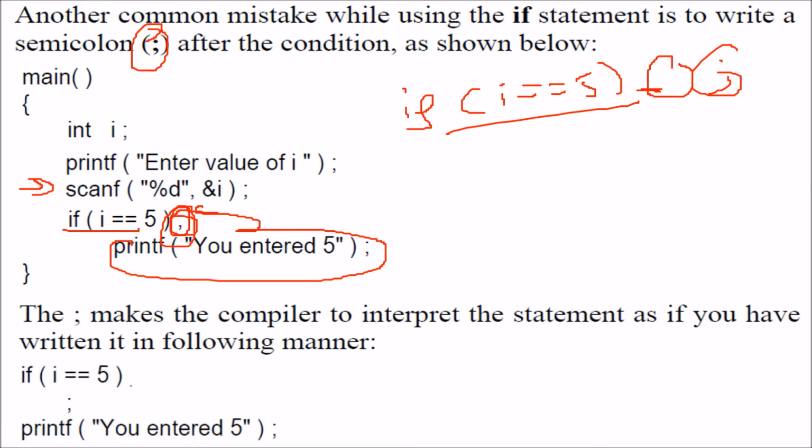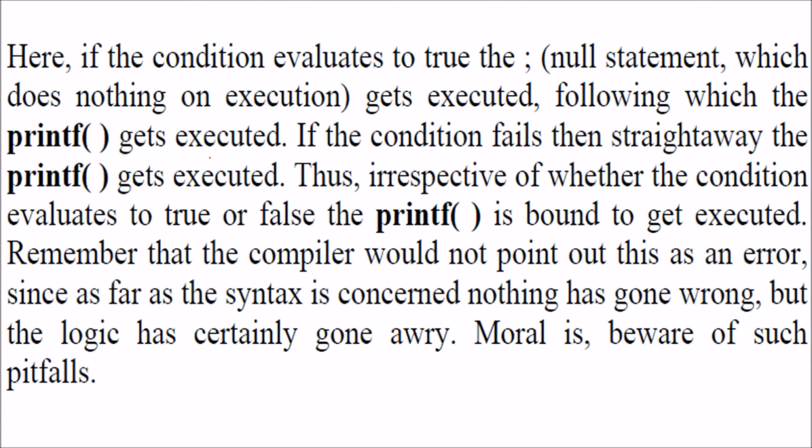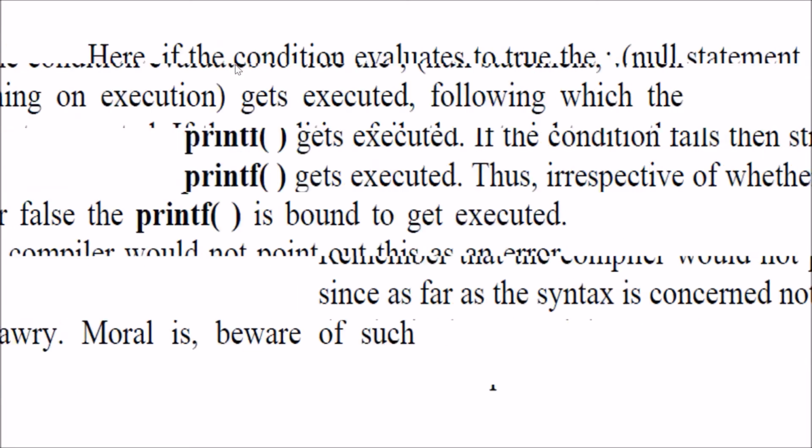Okay, this is just like if i equal to 5 and then a semicolon afterwards. So when you use for or while, where to put a semicolon and where to put a colon has to be well understood.